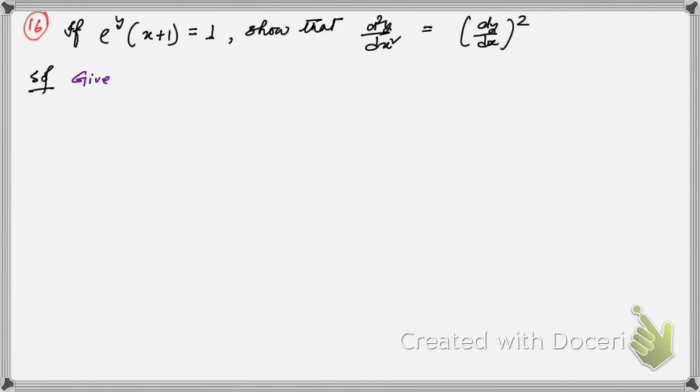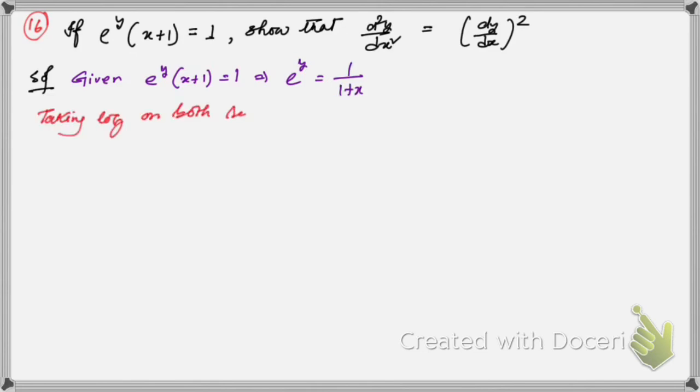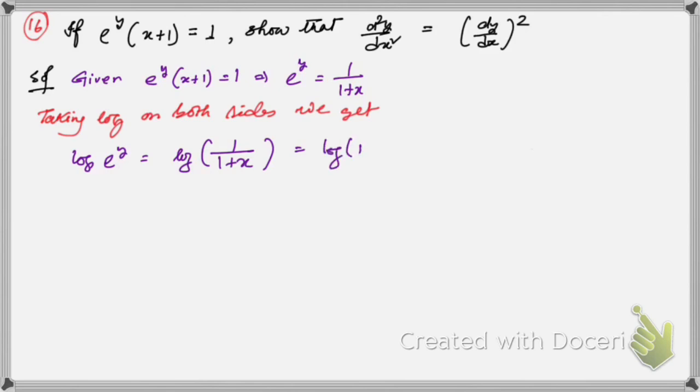So now given this, e to the y into (x plus 1) is equal to 1, so it can be written as e to the power y is equal to 1 by (1 plus x). So now let us take log on both sides. Then what you will get, taking log, we will get log of e to the power y equals log of 1 by (1 plus x). Now what we can write, log of 1 minus log of (1 plus x). So here we have used this property, log of m by n is equal to log of m minus log of n.